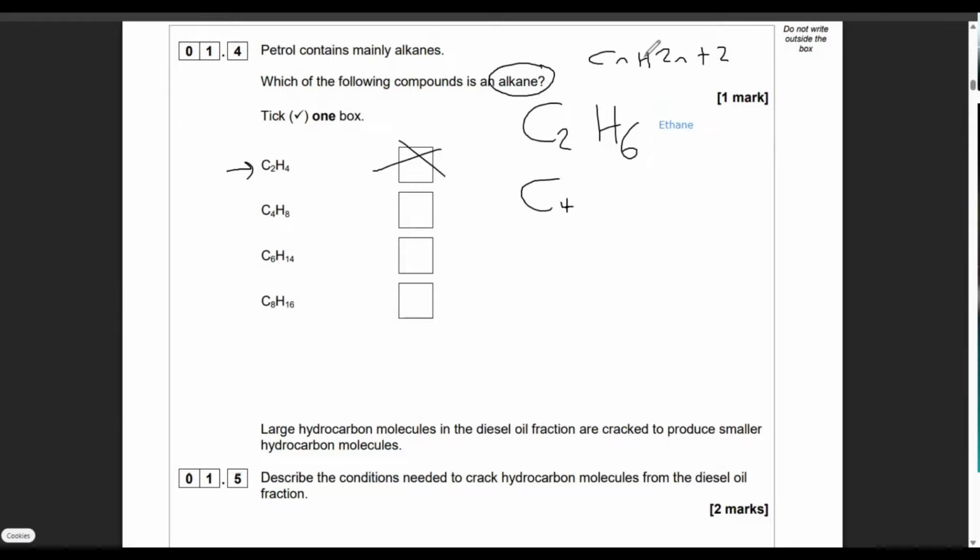So the first one's wrong because it's only C2H4. The second one, C4, you should times 2, add 2. So we go times 2 is 8, add 2 is 10. And of course, you can see there that says C4H8. That's wrong. C4H10 is butane.